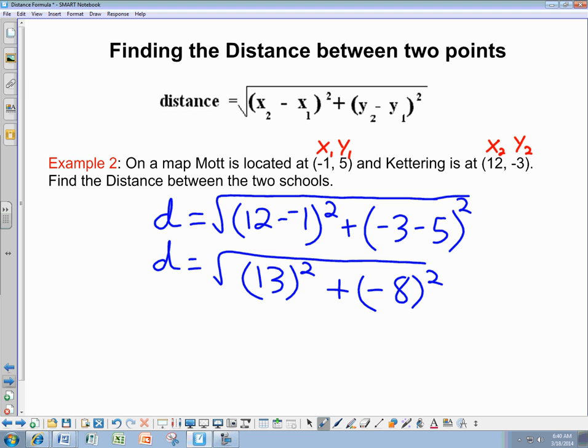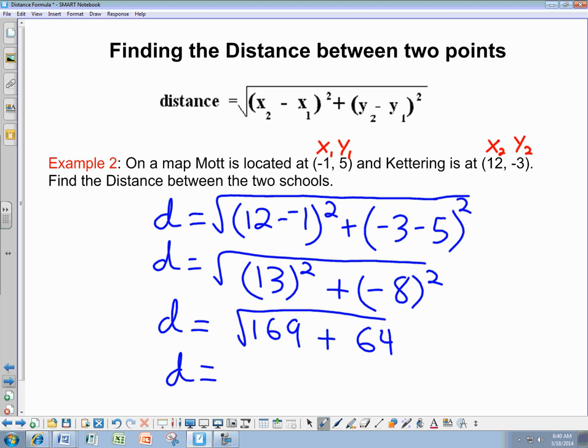All right, now I'm going to take my calculator. I'm going to do 13 squared, which is 169. I'm going to do the same thing for negative 8 squared. It's 64. If you're getting negative 64 for that one, then you need to make sure you include your parentheses around the negative 8. I'm going to add these two together. So 169 and 64. I end up with 233.